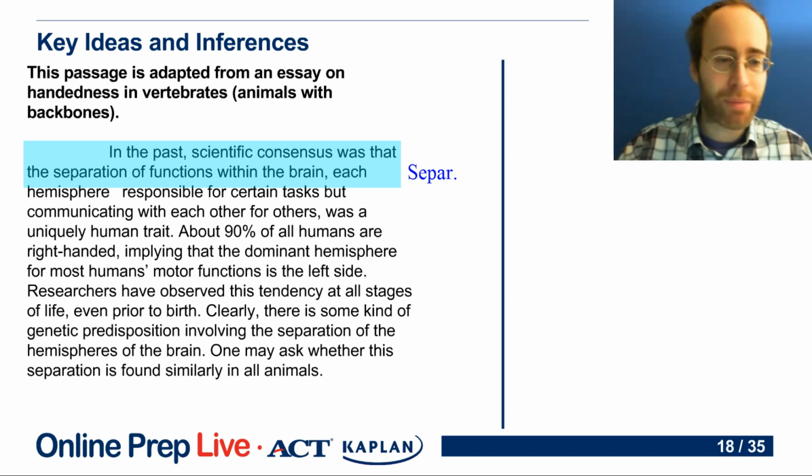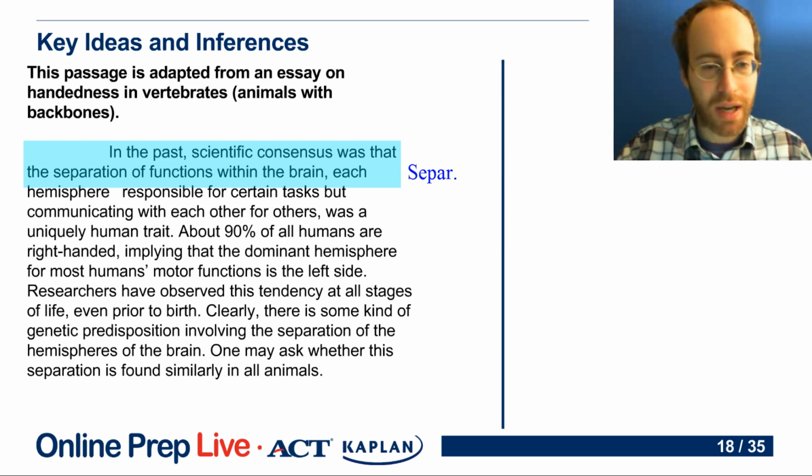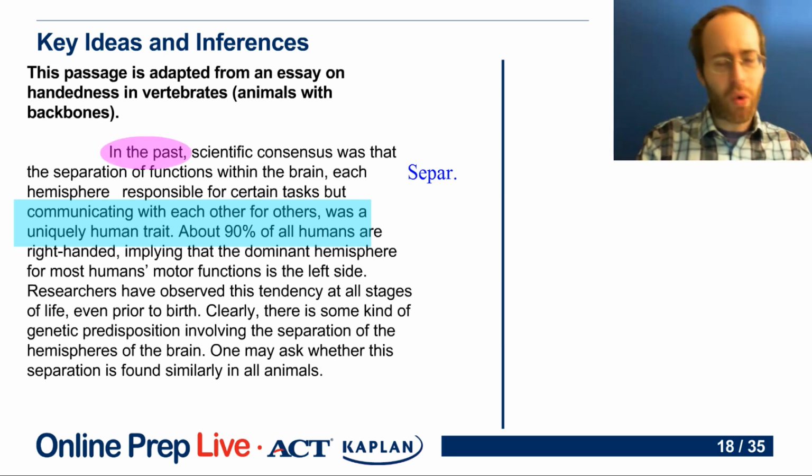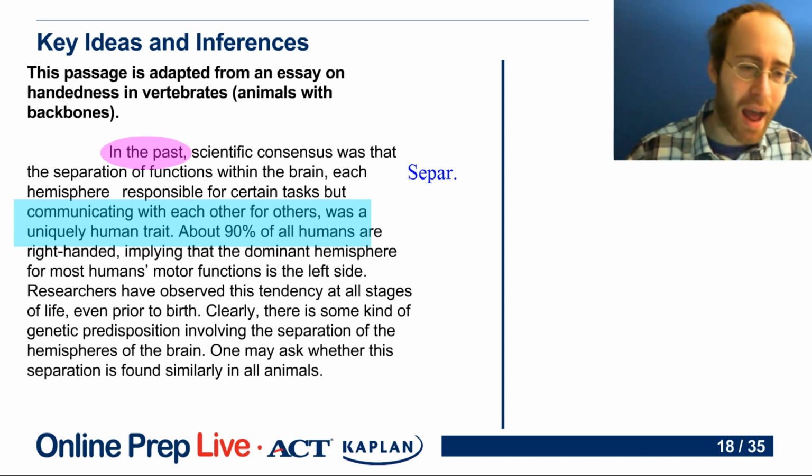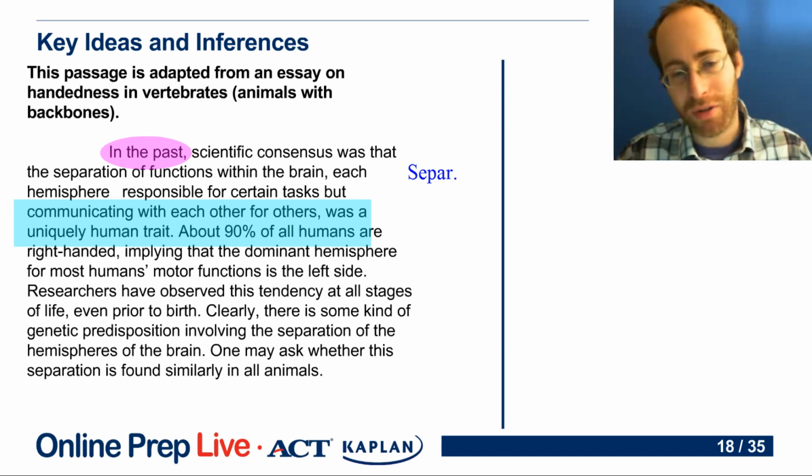Now it says, separation of functions within the brain, blah, blah, blah, was a uniquely human trait. Let me pause here for a second. All right, supposedly this was the thought in the past. So what do you guess is the case now? Like if in the past, everybody thought that the separation of functions was uniquely human, what's probably the case now?